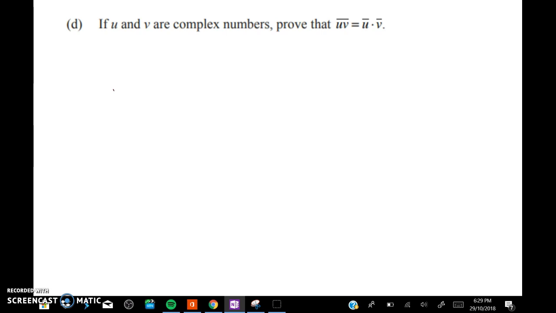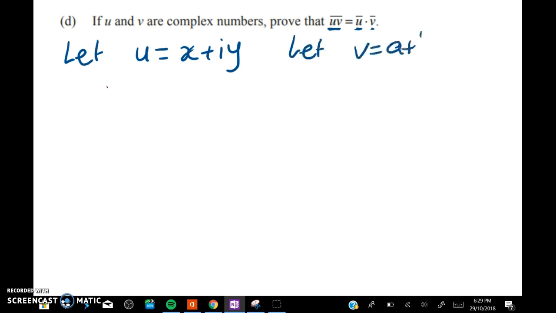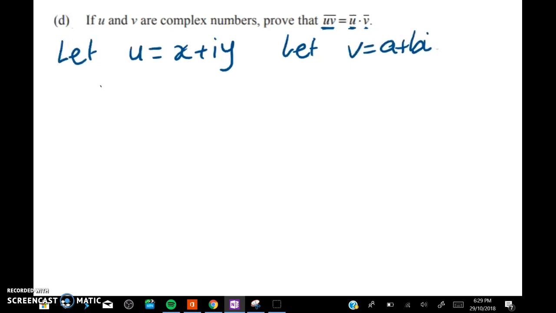But the general method here is that we've got to prove that the conjugate of uv, where u and v are complex numbers, is equal to the product of the conjugates. So we're going to start by setting up u to be a general complex number. Now, it doesn't matter what letters you use, but I've used x plus iy for u, and I'm going to use a plus bi for v. So straight away we know we're going to need the conjugate, so let's write out what they are. So u bar is equal to x minus iy, and v bar is equal to a minus bi.